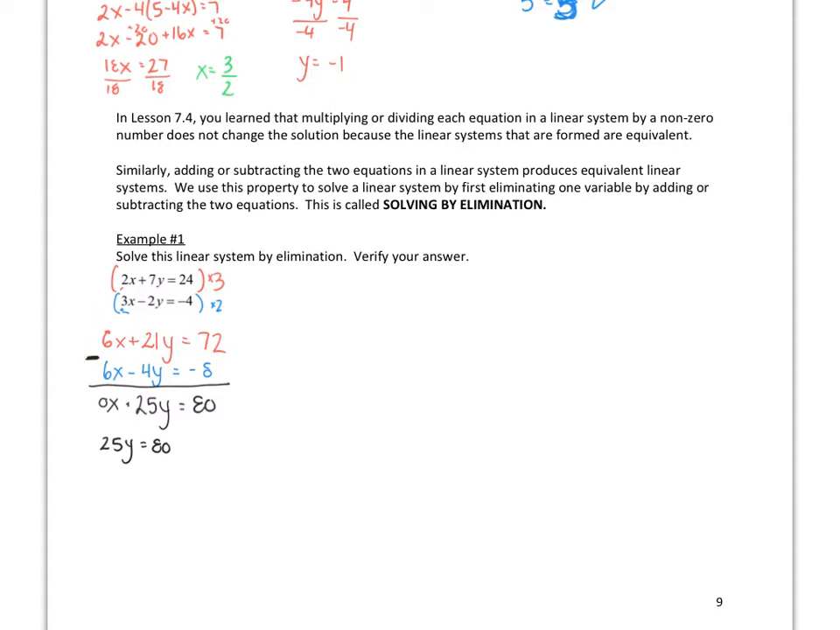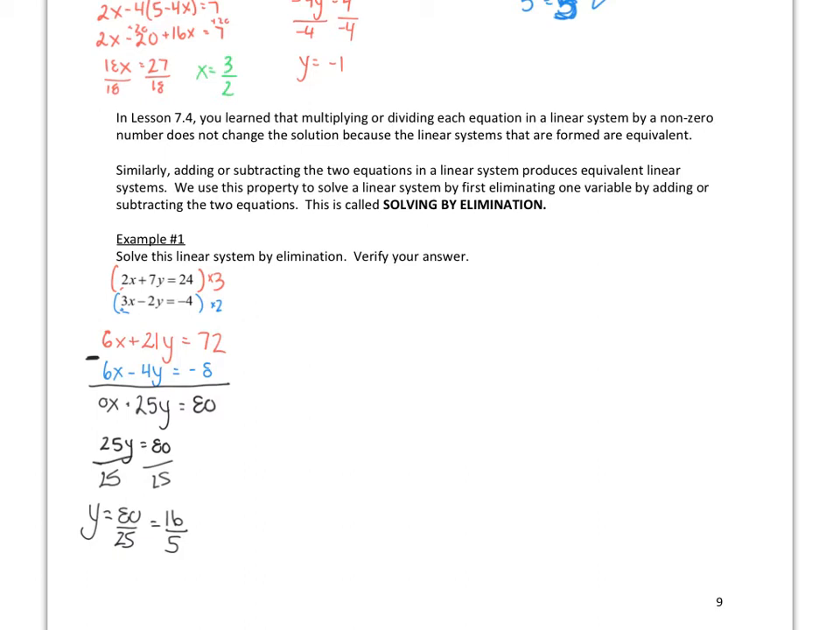We have been left with only one variable and we can finish to solve for y. So divide both sides by 25. I get that y is equal to 80 over 25 and reducing that to 16 over 5. Now that we've solved for one variable, it becomes the exact same. Sub into one of our first equations.